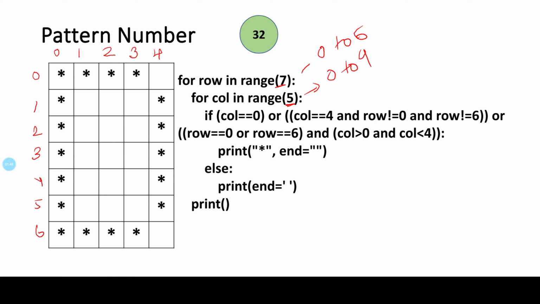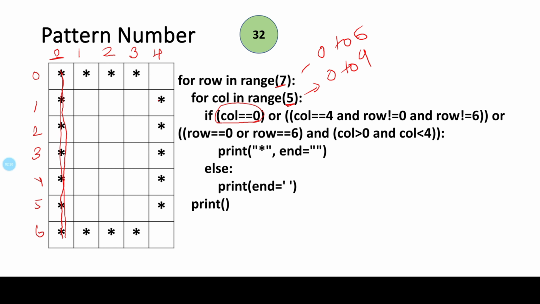Now talking about the condition, we shall be tackling the stars one by one. So talking about the if condition, column is equal to 0. Here you can see the column number is 0 and we are talking about these stars. We want a star when the column value is equal to 0. So with this condition, we have drawn these column 0 stars, right?